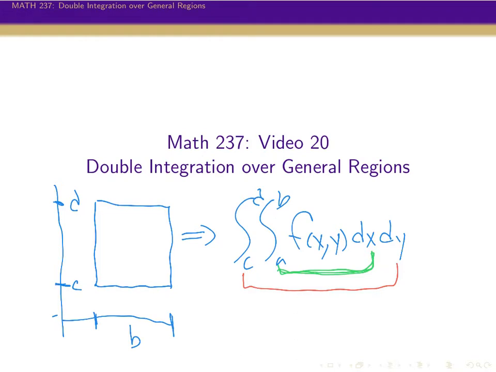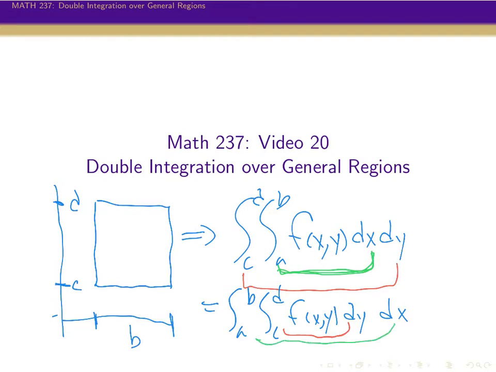And then with rectangles, we saw we could actually swap this, and swapping this was very easy. Now we're integrating in terms of y first, then in terms of x. So these connect. The c and the d are talking about y. The a and the b are still talking about x. And so this was very nice. Not too difficult to do. Basically, you're just doing two regular integrals.